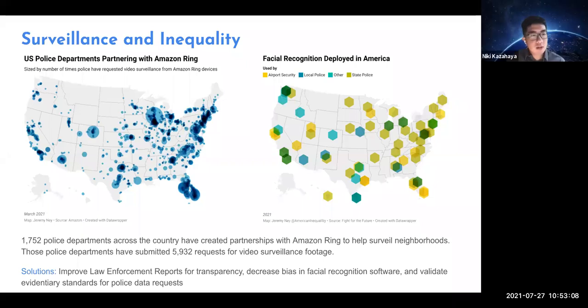Yeah, that's a really interesting point. Until you brought that up, I never knew that was a partnership that existed between law enforcement and Amazon. How long have these programs been going on? Do you know that?